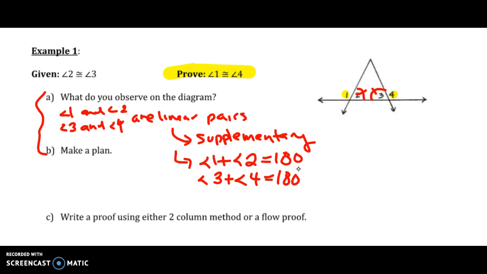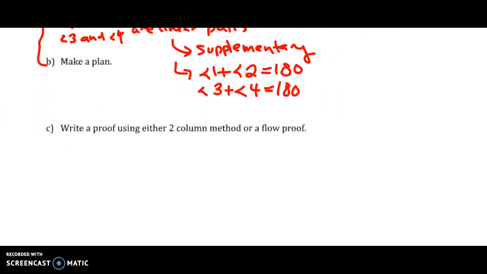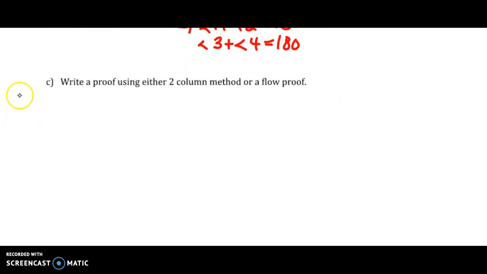All right, I don't see anything else really usable in this diagram. Again, we're trying to show that 1 and 4 are the same. And our lesson was on the congruent supplements theorem, so we're going to have to use that somewhere in here, because this is an example of using that theorem in a proof.